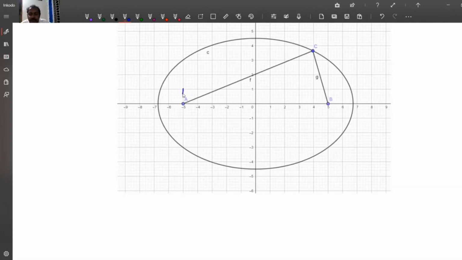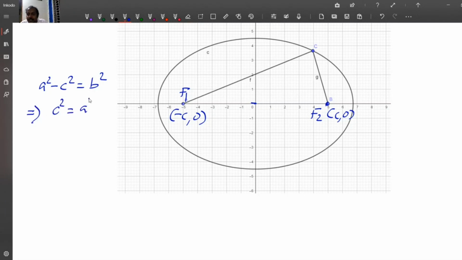We have the focus F1 is (minus c, 0) and the focus F2 is (c, 0), so that the distance from the origin to the focus F2 is c, and the distance from the origin to the focus F1 is again c. So this implies c square is equal to a square minus b square. So c is equal to square root of a square minus b square. So this is actually the distance from the center of the ellipse to the focus, or center-focus distance.